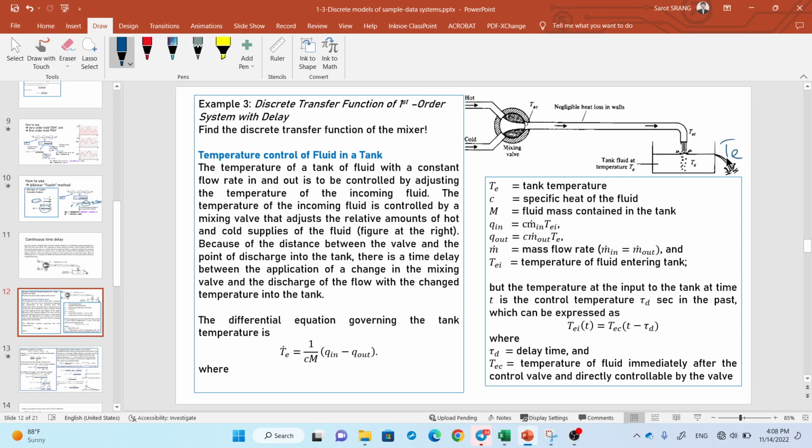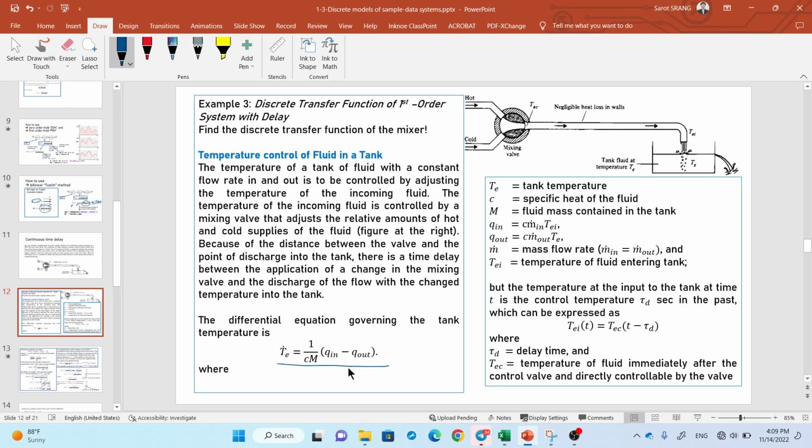So TE at the tank and TE at the output here is the same, right? Same temperature. And the flow rate of the input here must be the same as the flow rate of the output, so that you always have the same height of the tank, right? Okay. So the equation to describe the change of temperature here is governed by this.